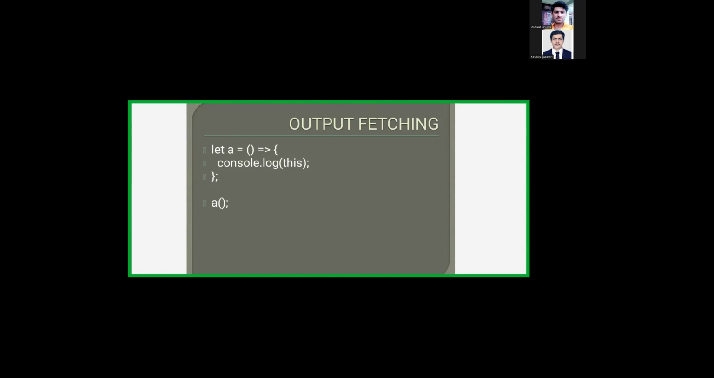NaN. Error. I think error will be there. Actually, what is the actual logic of this output? It will work differently in different browsers. So I'm sorry, NaN will not be there. It can never be there. NaN cannot be there.